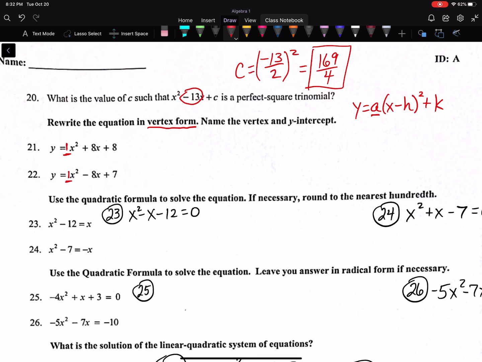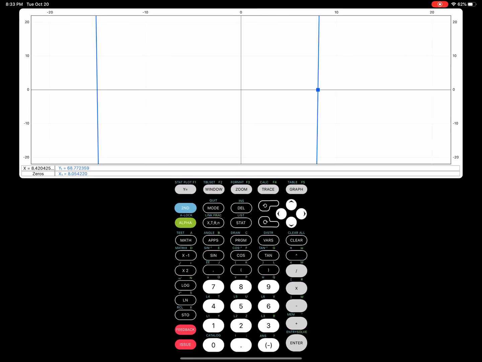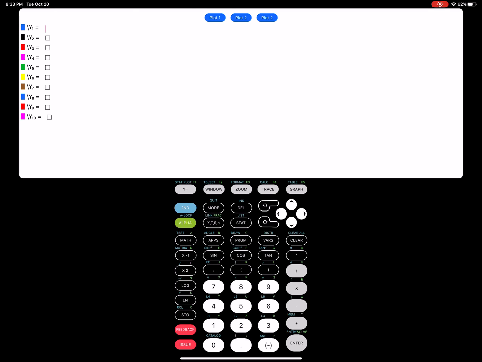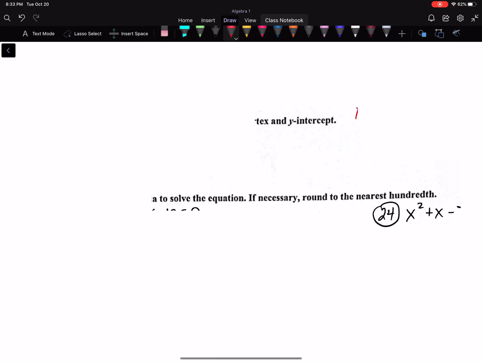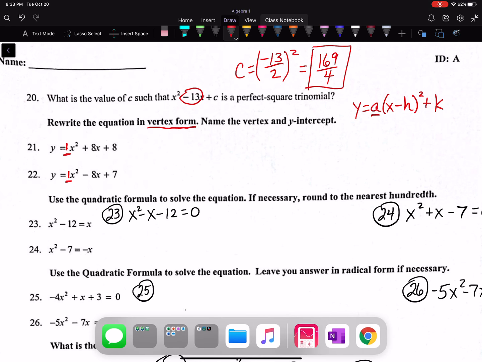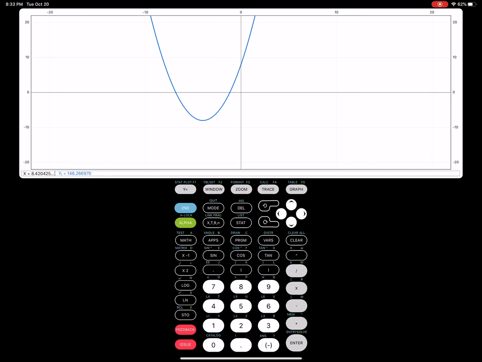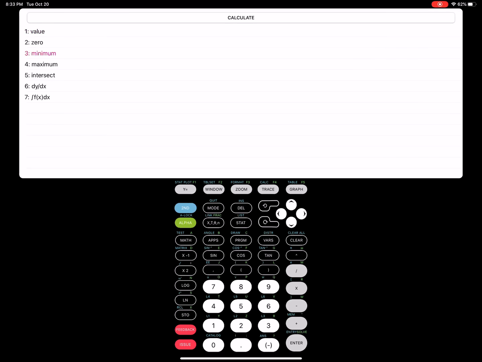We have two problems here. I'm going to do one way of each. So the first one I'm just going to use my calculator. I'm going to type in y equals x squared plus 8x plus 8, right? Wasn't that what it was? Yep, 8x plus 8. I hit graph, and I want to know what the minimum is on this. That's your vertex. So second trace, I'm scrolling down to number 3, which is the minimum. I'm going to hit enter.